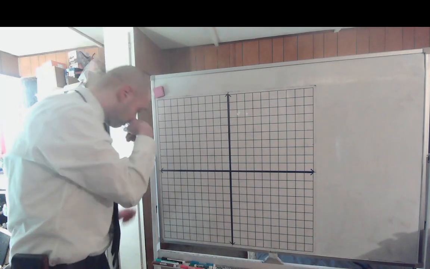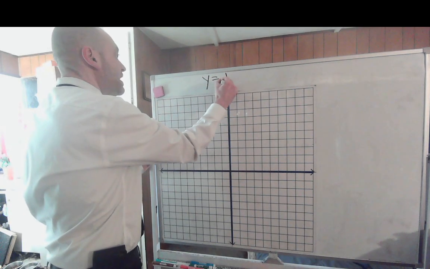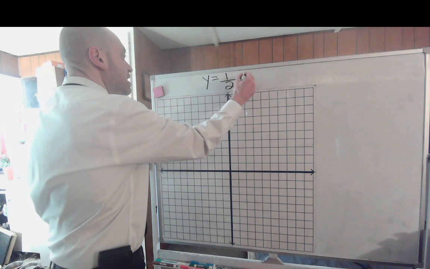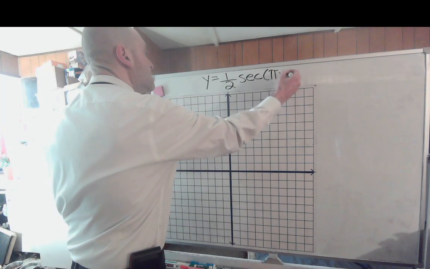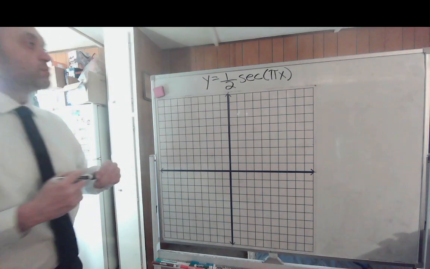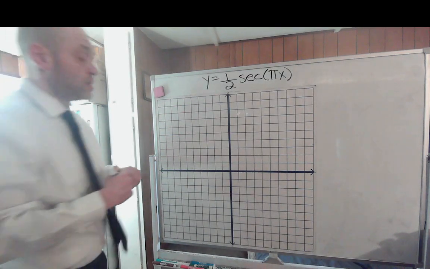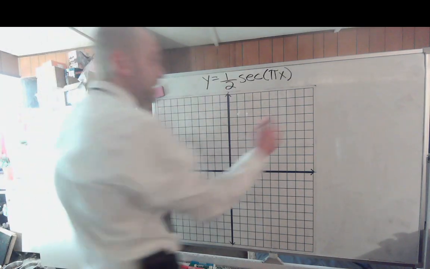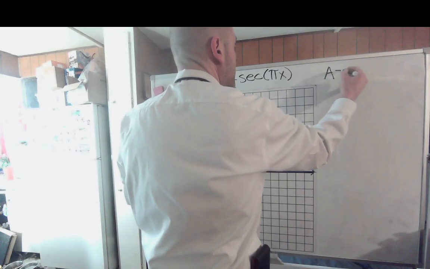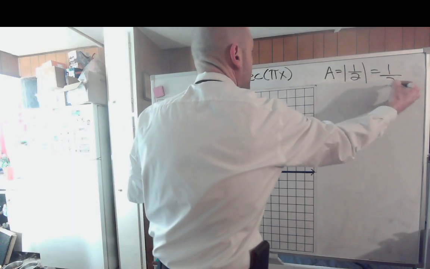Alright. So what's the first one we've got? y equals 1/2 of the secant of pi x. So first let's look for the amplitude. What's the coefficient on the secant? It's 1/2, right? The amplitude equals the absolute value of that 1/2, which means the amplitude is 1/2.